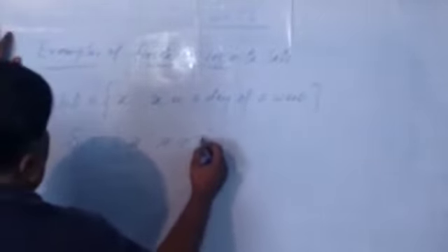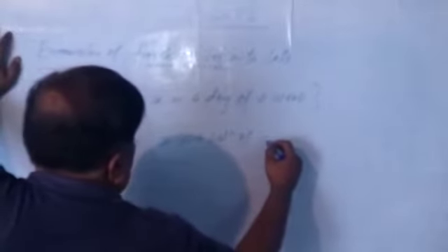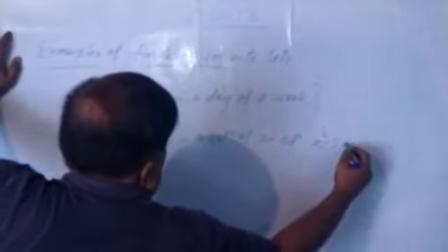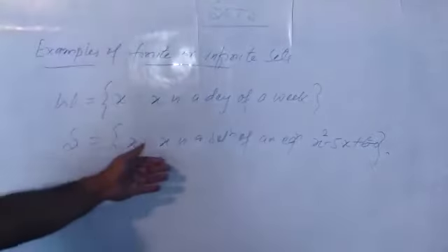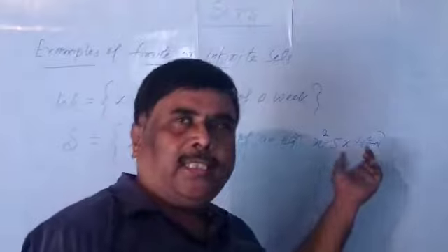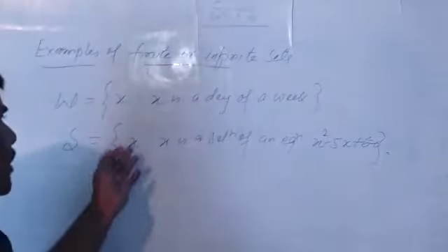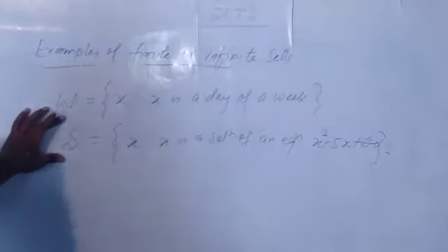Suppose S is a set of x such that x is a solution of the equation x square minus 5x plus 6 equal to 0. As we know, when we solve this equation, there are two values of x, also known as the solutions of this equation, which are 2 and 3. So there are two elements in the set.